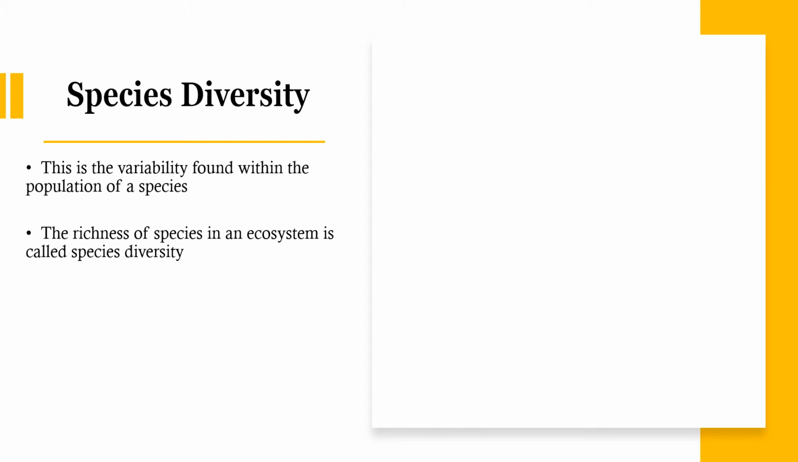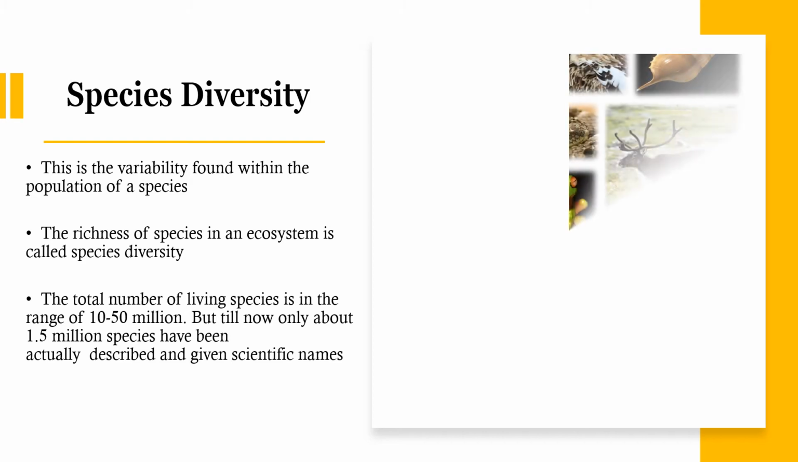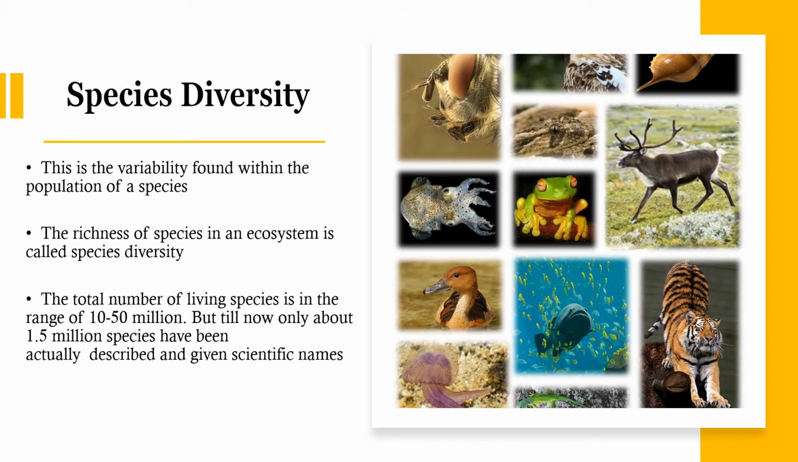It varies a great deal between ecosystems. The total number of living species is in the range of 10 to 50 million. But till now only about 1.5 million species have been actually described and given specific names. Species diversity describes the number of kinds of organisms within an individual community or ecosystem.